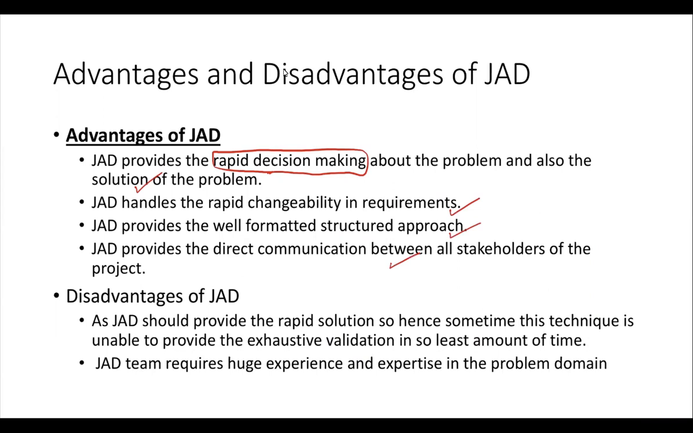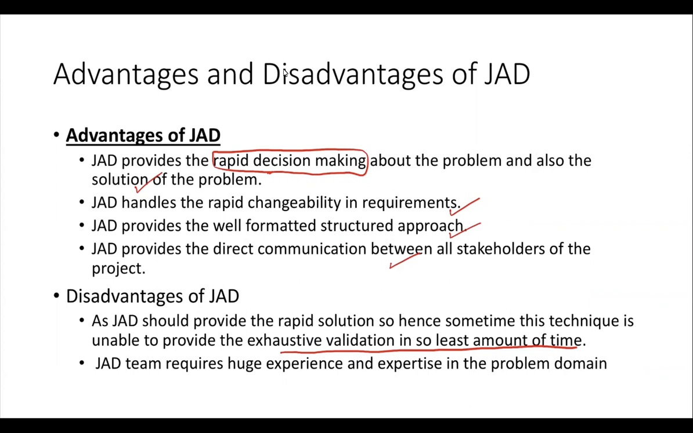However, because we assume that the JAD should provide a rapid solution, at some point it might be unable to provide exhaustive validation in a short amount of time. So if you assume that a JAD session is 3 to 4 to 5 days, maybe you're going to do 10 sessions. That means you only have like 30 days. So a decision-making process has to be done in a rapid way, and a solution has to be established in a rapid way. So it's really hard to provide validation in just a small amount of time.